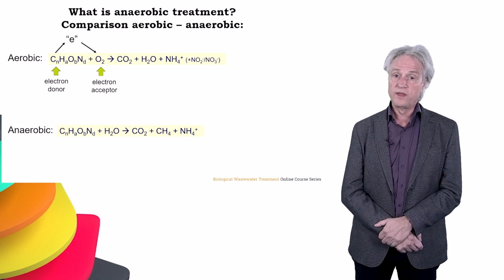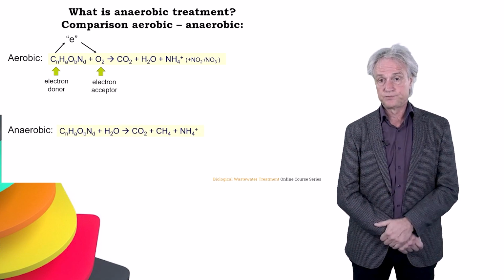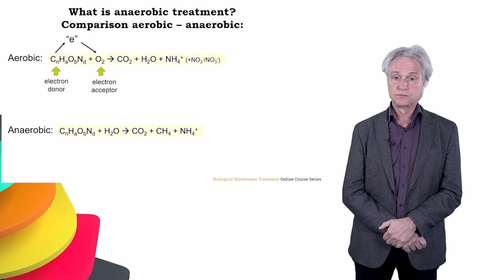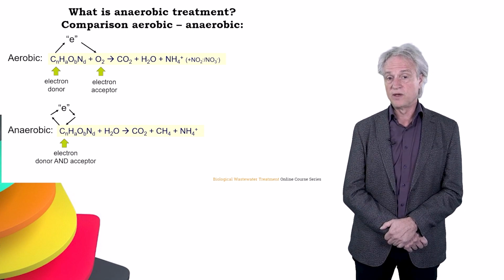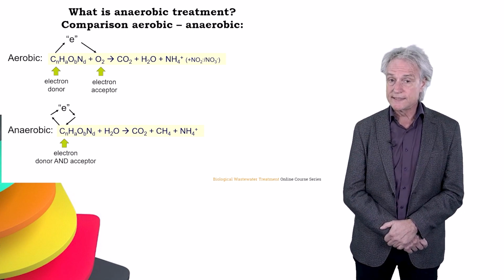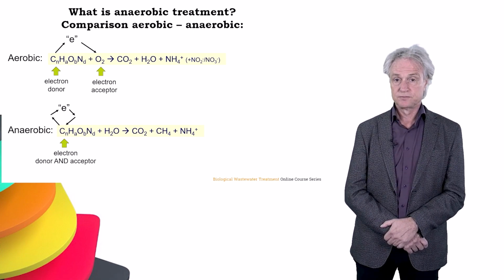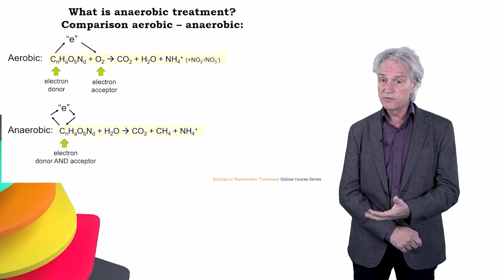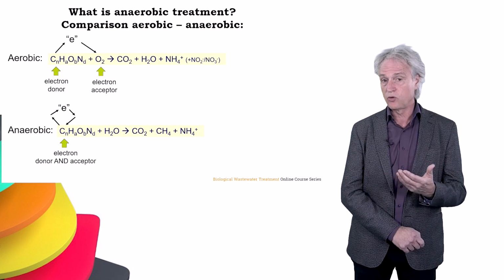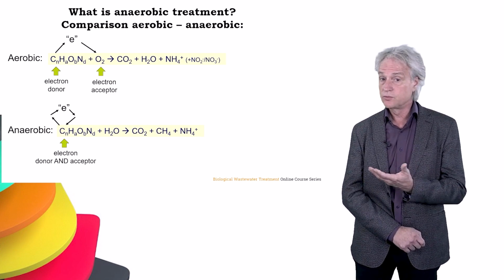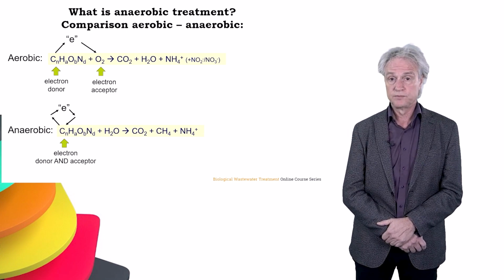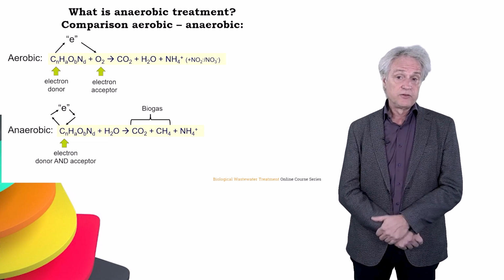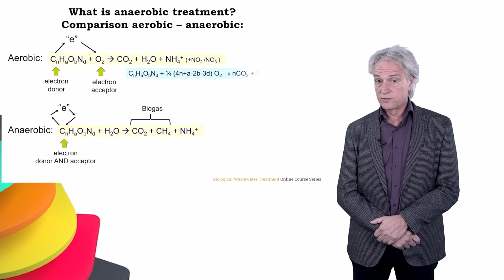Now compare this with the anaerobic reaction. There is no oxygen demand, but water is the reactant. And in fact, the organic matter is both the electron donor and electron acceptor. And the water molecules, they deliver the oxygen. The end product of this reaction is the most oxidized form of carbon, which is CO2, and the most reduced form of carbon, which is methane. And this mixture, CO2 and methane, we call biogas.